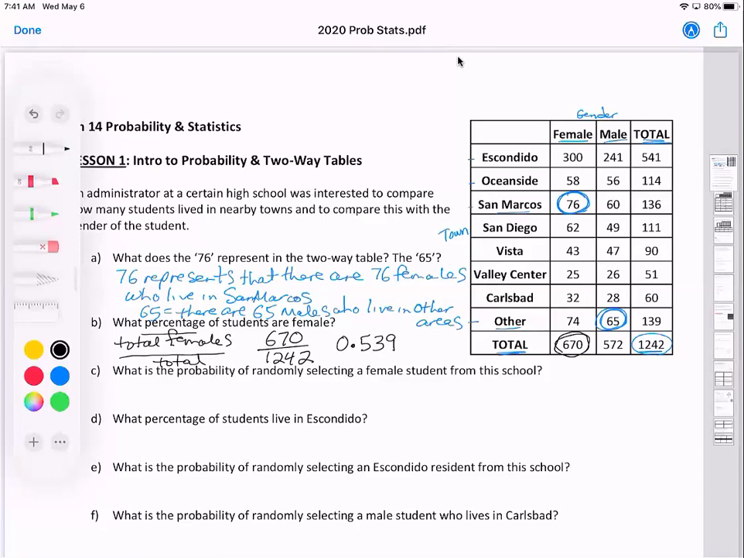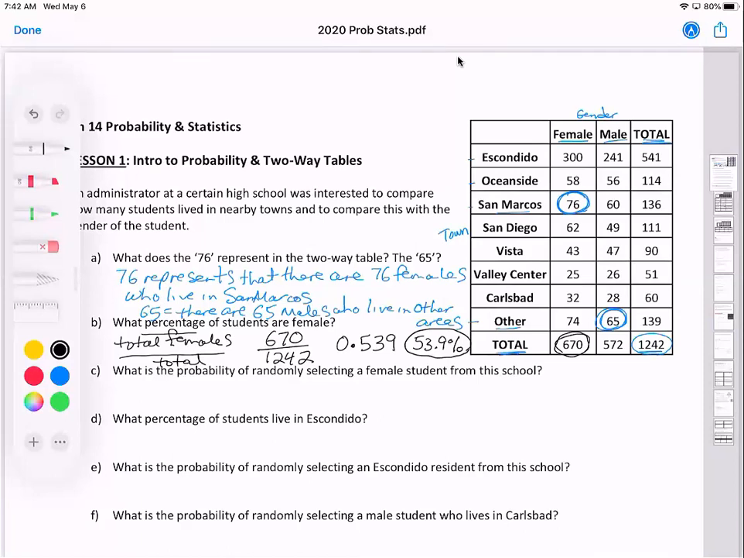That's the decimal. To convert that to a percentage, we'd say there's 53.9% who are females at the school. This might be an interesting statistic for school administrators to know, the breakdown between males and females, or the breakdown between different grades, different locations. I know for our school, often people are interested in the breakdown of how many students come from different areas. How many Vista students are we serving? How many Valley Center students are we serving? So this is one way that this data could be interesting to someone.